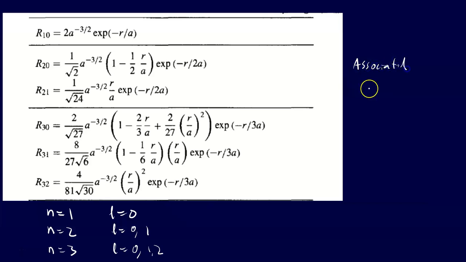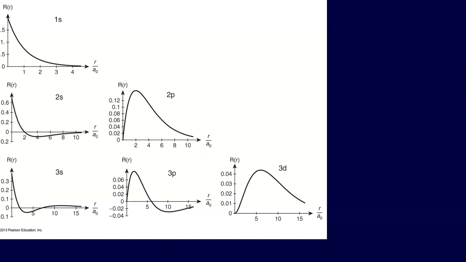These functions have a name: the associated Laguerre polynomials. Your textbook goes into this a little bit, but just to give you a heads up about that. Here is a plot of the first couple of these. Now I got this just to get some nomenclature.